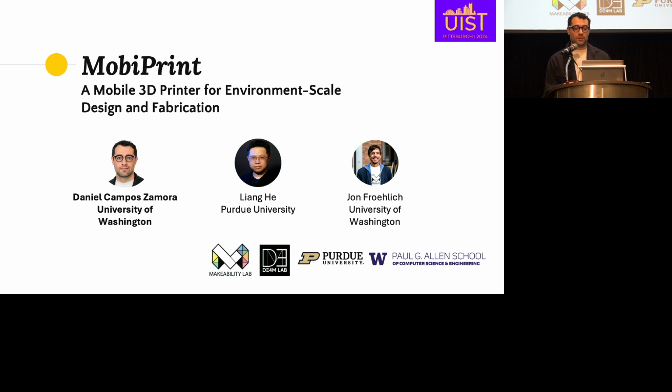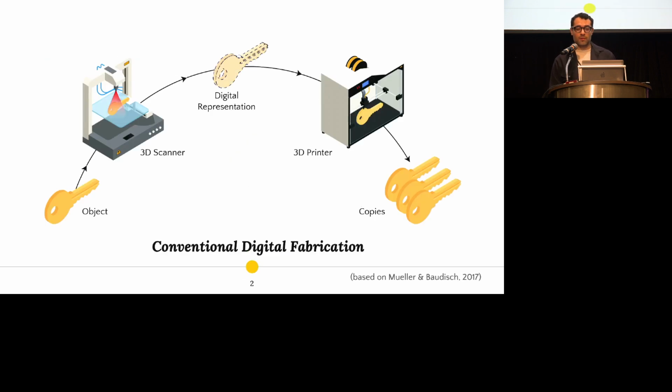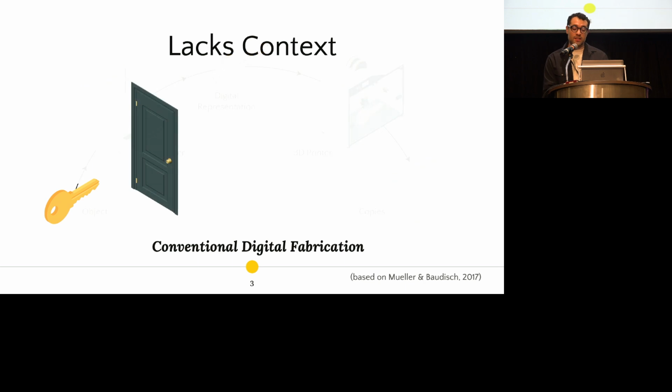And before I dive into how we outline and define environmental scale design and fabrication, I want to start off with the conventional approach to digital fabrication, illustrated here and adapted from Stephanie Mueller and Patrick Bowdish's work. And we can see through this illustration that traditionally we think of digital fabrication as a way of scanning and making digital representations of individual objects that then we can make copies of and replicate. And we notice that this lacks context. For example, what is this key actually going to open, and how does it relate to the environment around it?